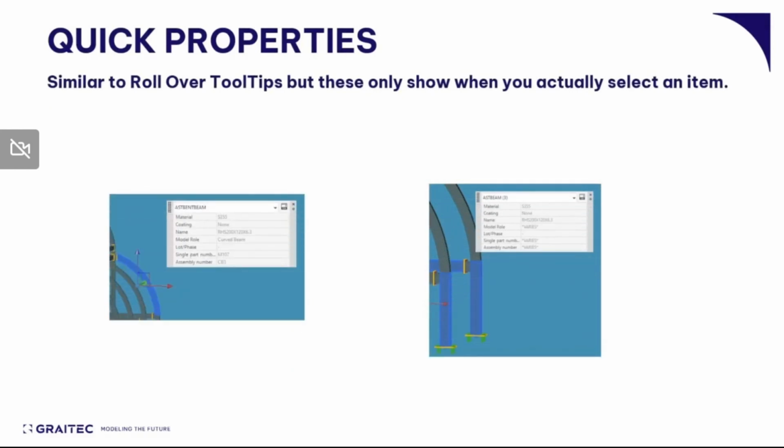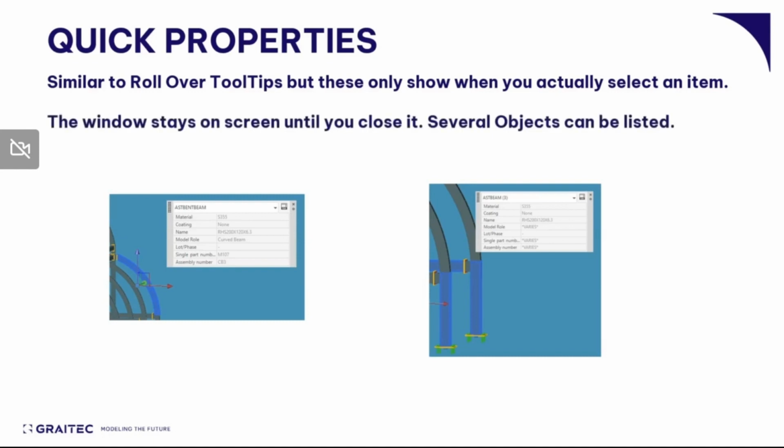What do we mean by quick properties? Well, that's a slightly different version where instead of hovering over the part to bring up the properties, you have to actually click on the part and select it. And the properties only appear in this little floating window when you actually select the part. But the properties will stay there then, even as you move around the mouse and so on. They'll stay on the screen until you click the little X to get rid of them. So it might be more convenient. It doesn't come up all the time, only when you ask for it.